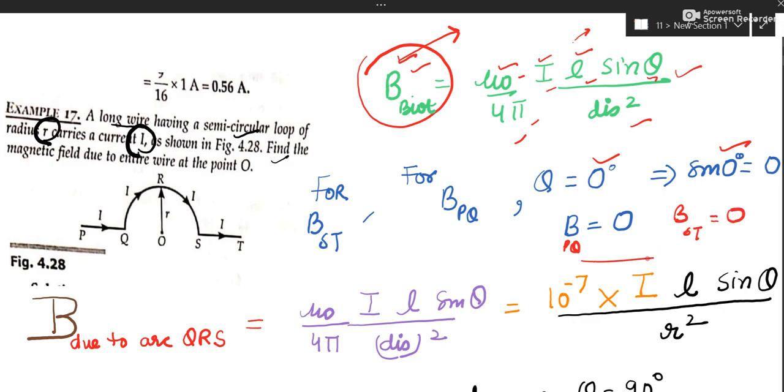So we have a generalization: if the point is lying along the wire, the magnetic field due to the wire will be 0 at that point.